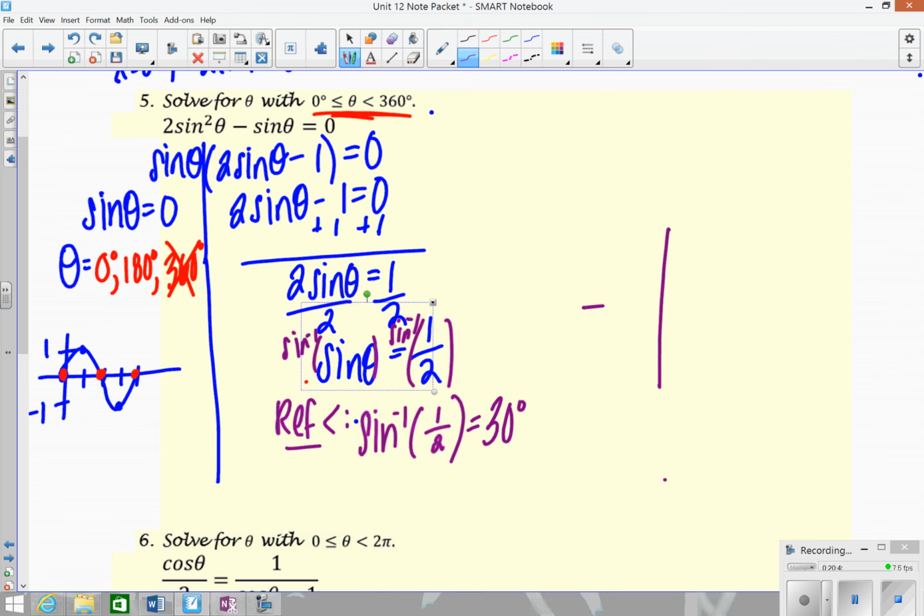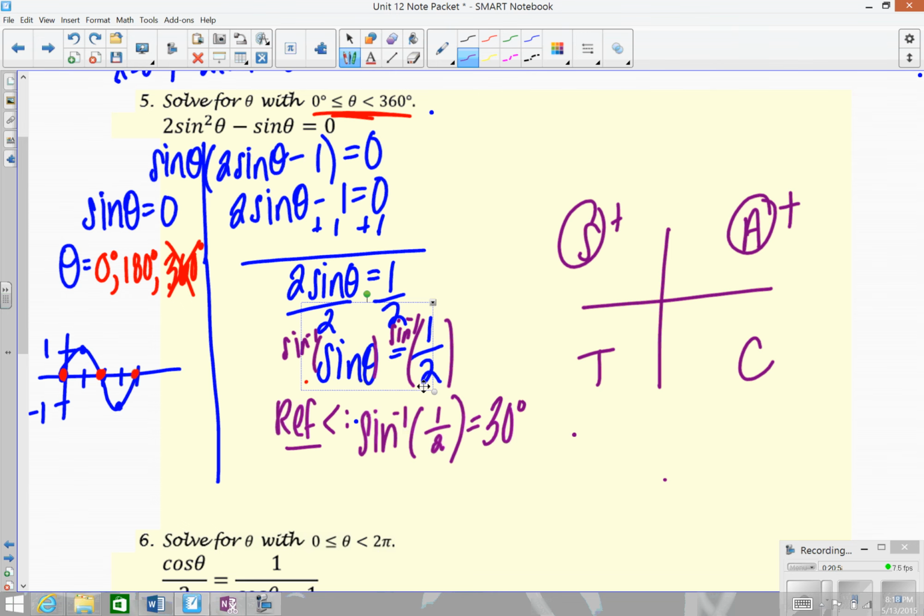So I go ahead and draw my picture. All Students Take Calculus. I'm looking for where sine is positive because it's positive 1/2. So I'm going to have my reference angles here and here. And then we can label the 30 degrees.